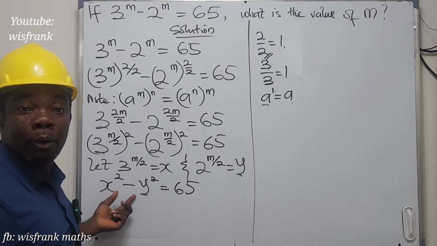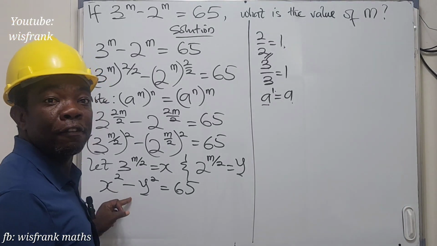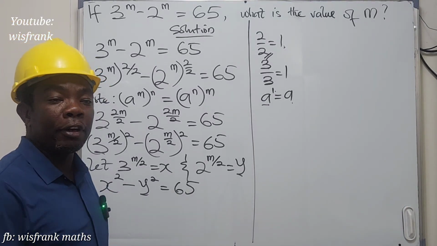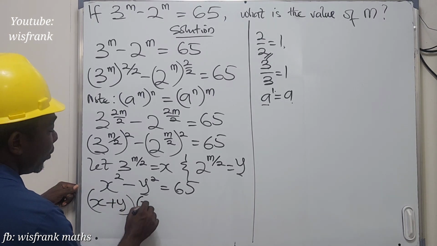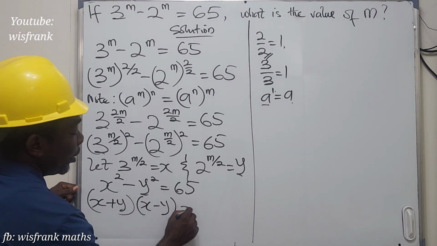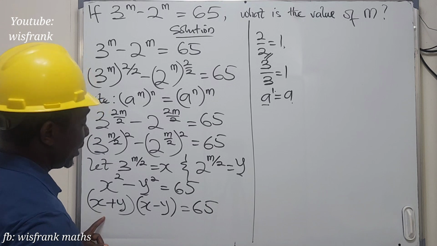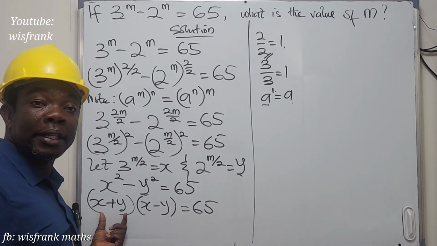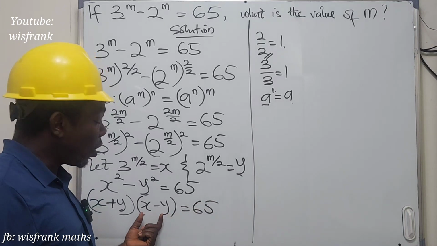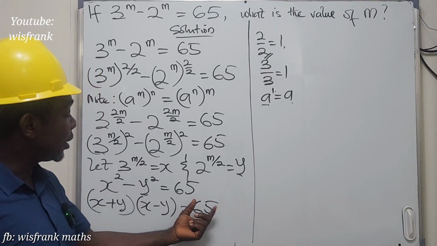So it's going to be x to the power of 2 minus y to the power of 2 equals 65. From our left hand side here, we have difference of two squares. And recall that difference of two squares is in the form x plus y into x minus y, all equals 65. This is the solution of difference of two squares. In this case, it is either the first parenthesis equals 65 or the second parenthesis equals 65.